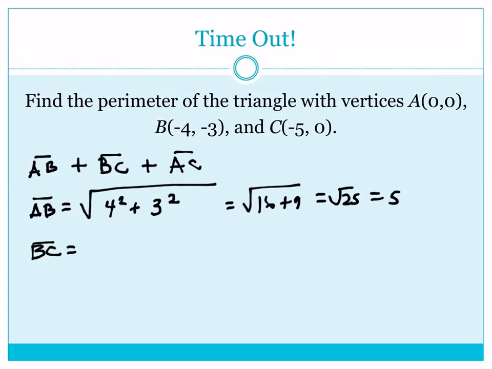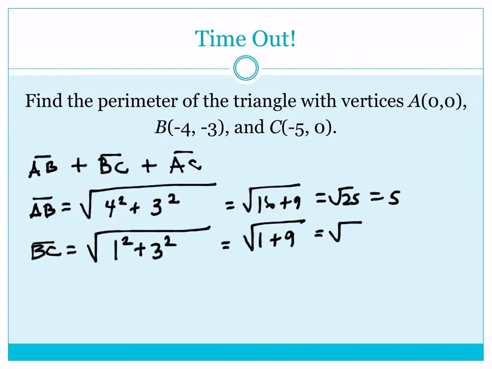Alright, so from B to C we have to be a little bit more careful. B to C doesn't have as many zeros in it, right? So here we are and here we are. The distance between -4 and -5 is actually just 1, so that's 1 squared. The distance between -3 and 0 would be 3 squared, so that one's 3. So this is the square root of 1 plus 9, which is the square root of 10, and we can't simplify that one, so that one will just have to be as is.